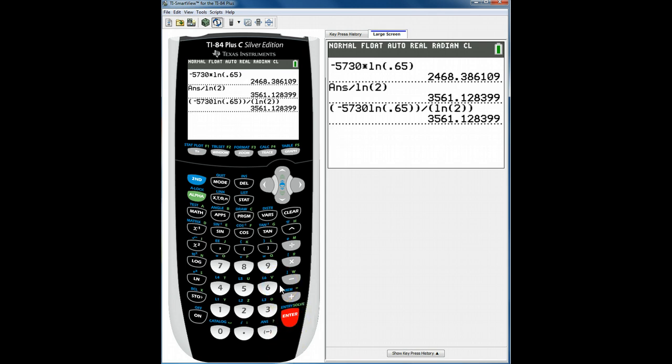And you may not have the exact same calculator, but it should be pretty similar on most graphing and scientific calculators.